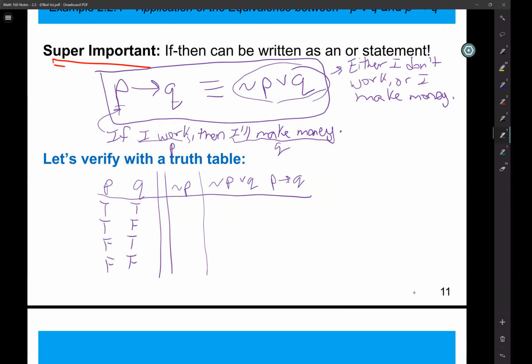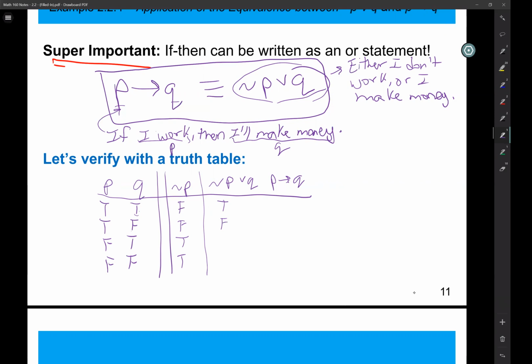All right, so not P. Not P is just the opposite of P, so false, false, true, true. Okay, so that's cool. Now here we have not P or Q. How are we gonna do that? Well, this is true when we have one of them. So do I have Q here? Yes, I have Q, so that's true. I don't have Q here, and I don't have not P, so this is gonna be false.